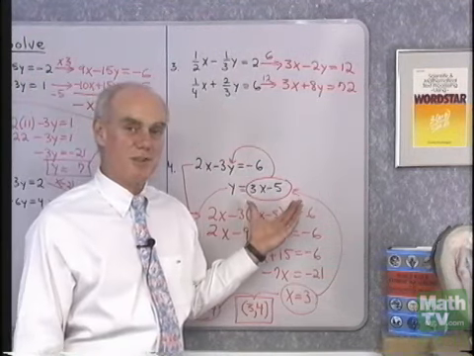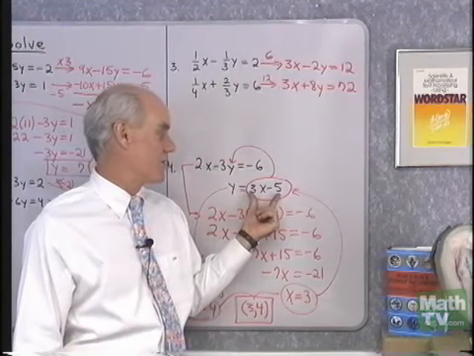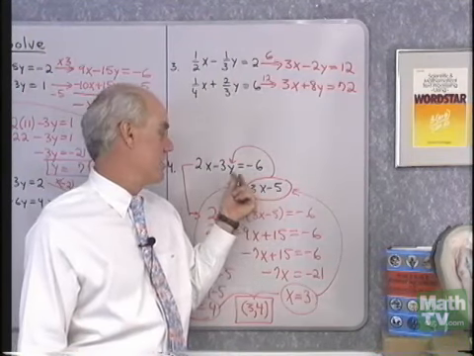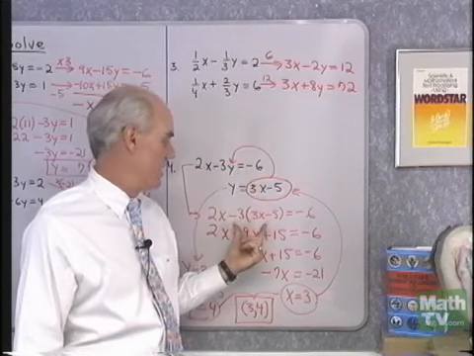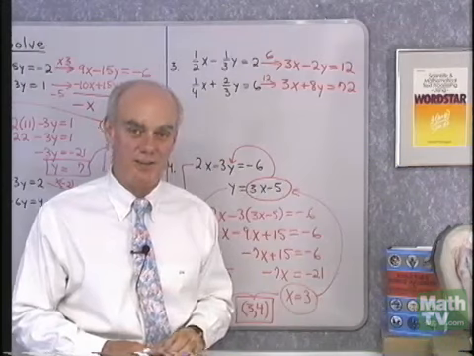This method of solving the system is called solution by substitution. I substitute this expression for y from the second equation in for y in the first equation. That gives me this, which I solve for x, then back substitute and get the corresponding value of y.